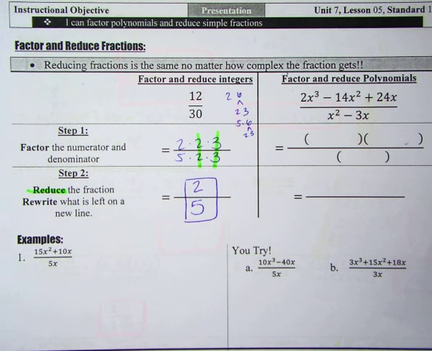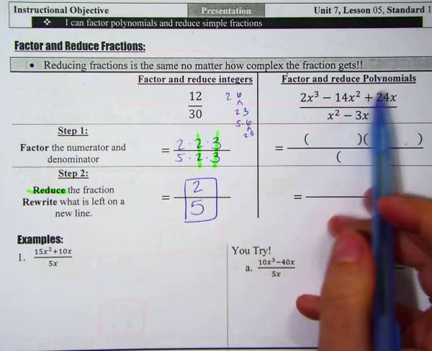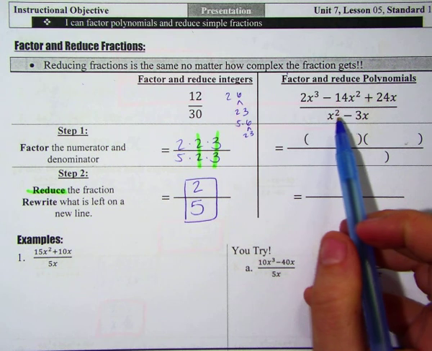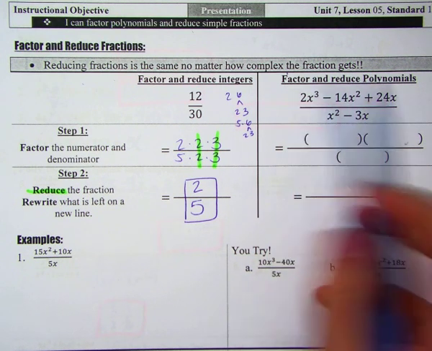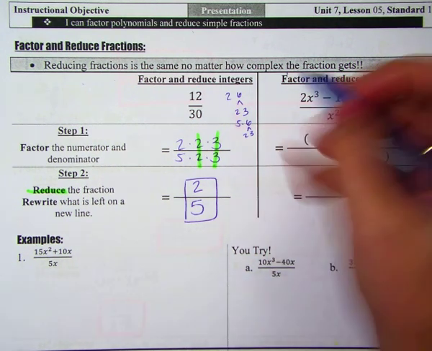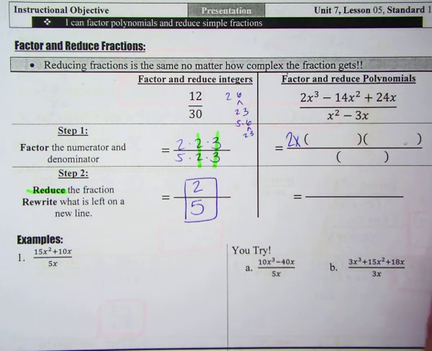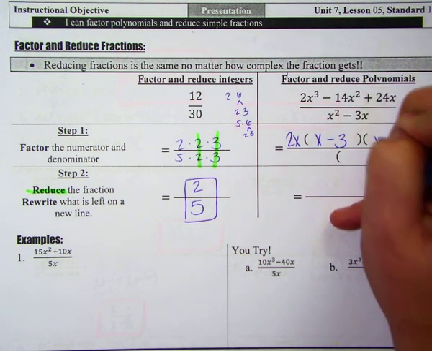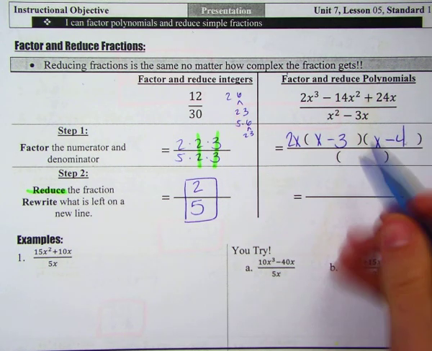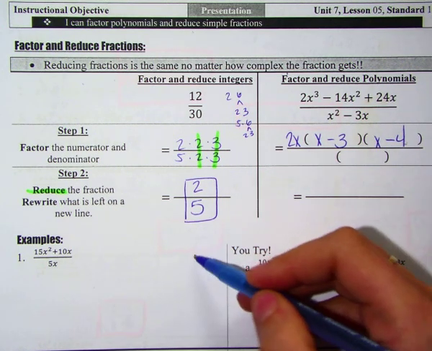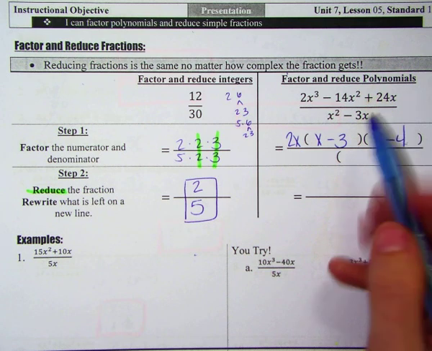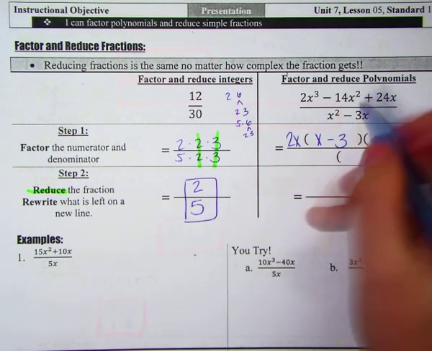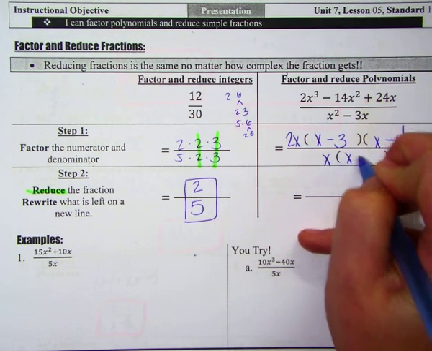So it's the same idea for factoring and reducing polynomials. It's just more complex. We'll factor the numerator, which I'm going to tell you is we'd factor out the GCF of 2x, and then it'd be x minus 3 times the quantity x minus 4. I'm just skipping that step because we're going to do it down here. Then we'd also factor the denominator, so it'd be x times the quantity x minus 3.